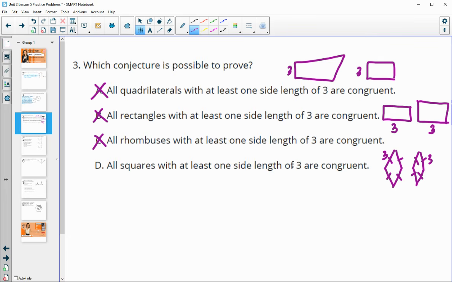All squares with at least 1 side length of 3 are congruent, and this is true. And we would know that because a square has set angles. So all of the angles in the square are 90, and all of the sides are the same. So if you draw another square, it's going to have 90-degree angles. And if one of the sides has to be a 3, then all of the sides have to be a 3 since it's a square. So D would be true. We would be able to prove that one.